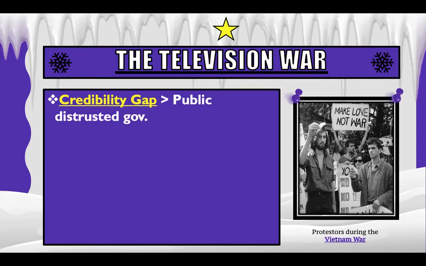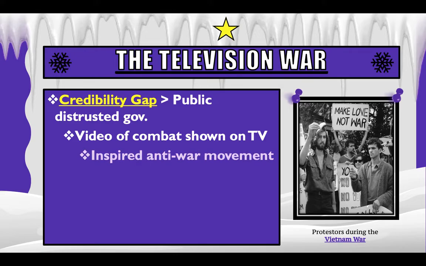The credibility gap between the public and the government today is also not very strong, but it really goes all the way back to the Vietnam War. People don't trust their government anymore. They feel like they're being lied to. They feel like the government is being dishonest with them. And it starts to inspire several anti-war movements that the government never really had to deal with to the same extent during the world wars.